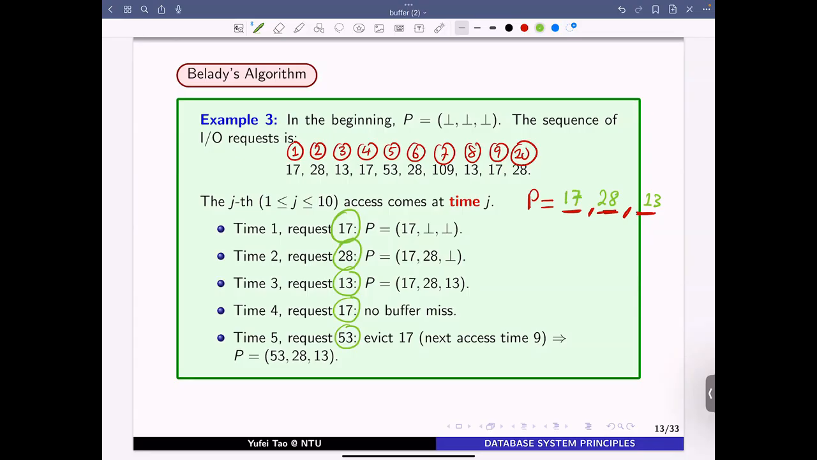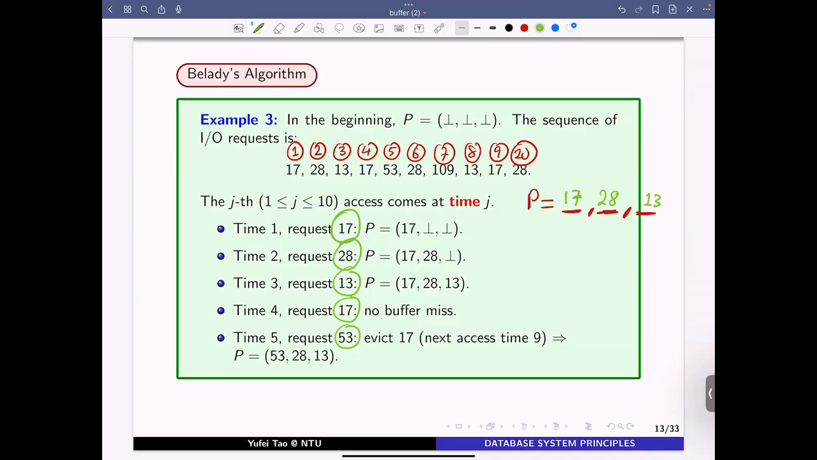Remember, we must get the new block into the buffer before we can say it's served. But wait, we don't have empty slots here. We have to kick out something. We've got 3 choices here: 17, 28, 13. Which one do you want to kick out?